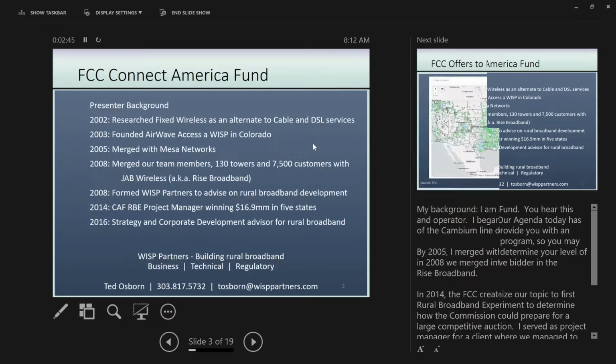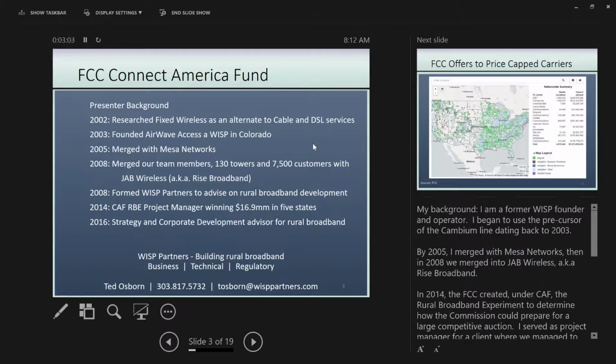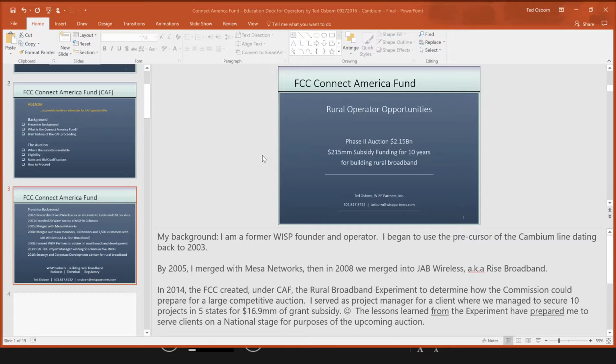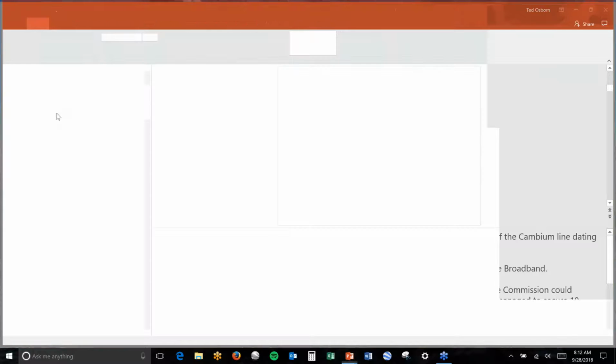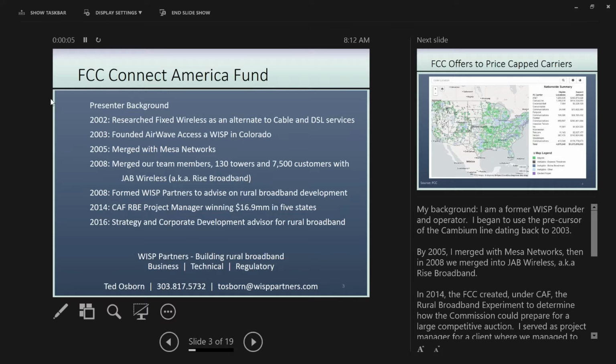A little background on myself. I am a former WISP founder and operator. Ted, did you increment the slide? I did. We should be seeing the presenter background. Okay, I still see the first one. There we go. It looks like I'm going to have to increment your slide, so just let me know when. Okay. Then let's go to slide 3, please.